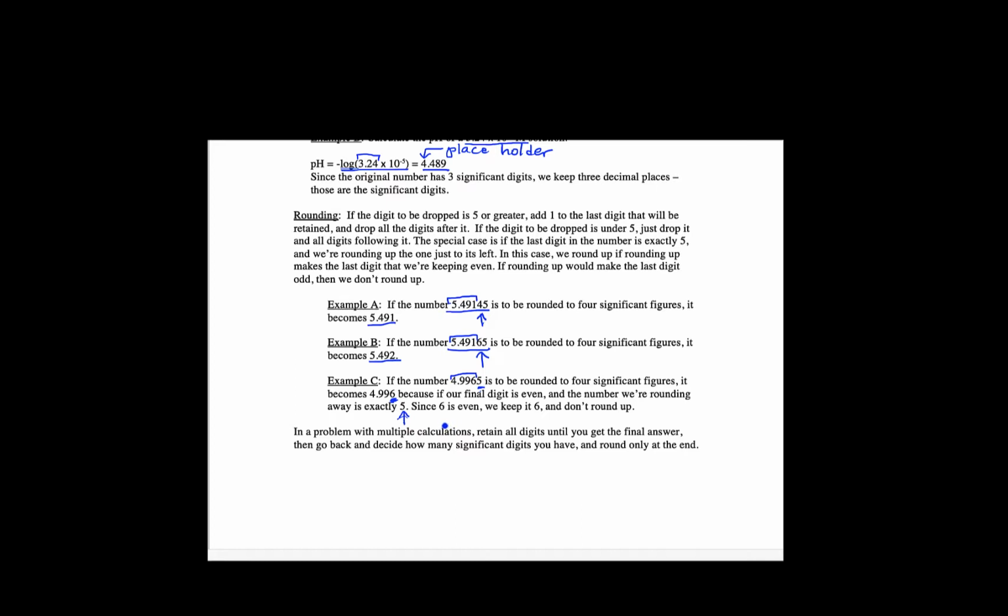Anytime you have multiple calculations, then retain all the digits until you get to the final answer, and then look at all the steps in your calculation and decide how many significant digits you get to keep from each step, and then use that to figure out how many final significant digits you have.